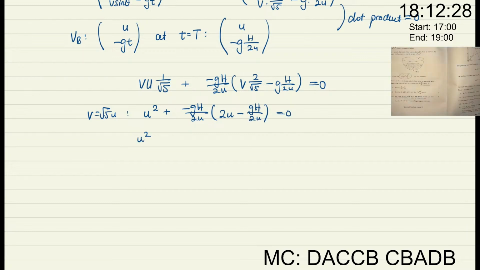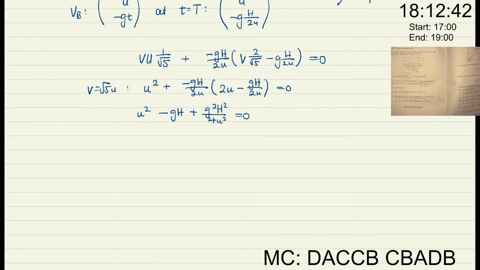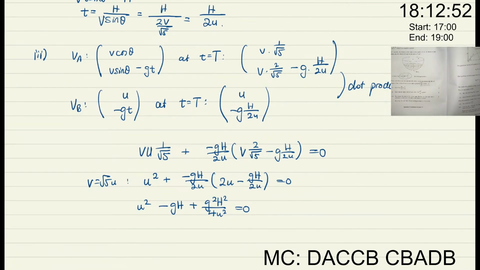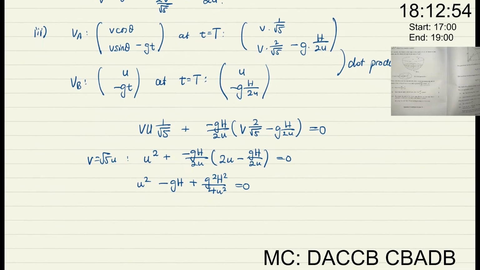I feel like one of those disappear. Let's expand it. Have I just lost something? What have I done? H equals 2u squared on g. I must have dropped an h somewhere, guys. How embarrassing.